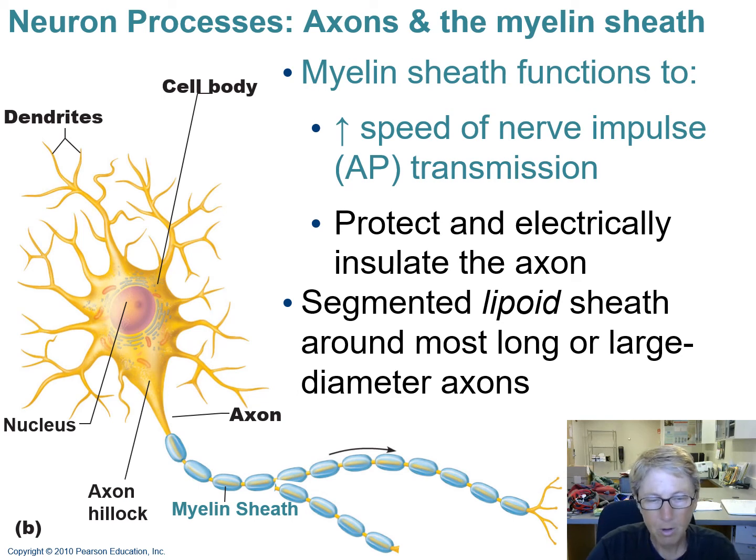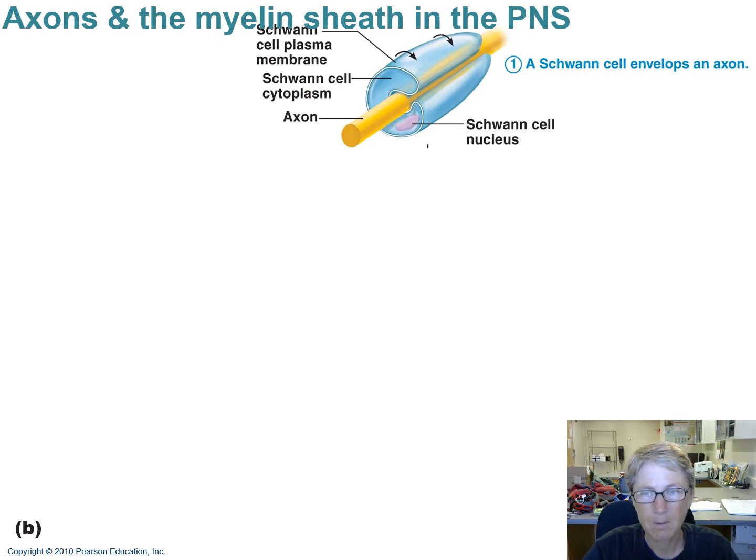So our same basic cartoon, now we're looking at this blue stuff called the myelin sheath. And the myelin sheath functions to increase the speed of nerve impulse or action potential transmission. And when we go into action potentials, we'll look at this more closely. But the myelin sheath protects and insulates the axon. It's lipoid, so that means it's fat-like, and you find it around most really long axons or large diameter axons.